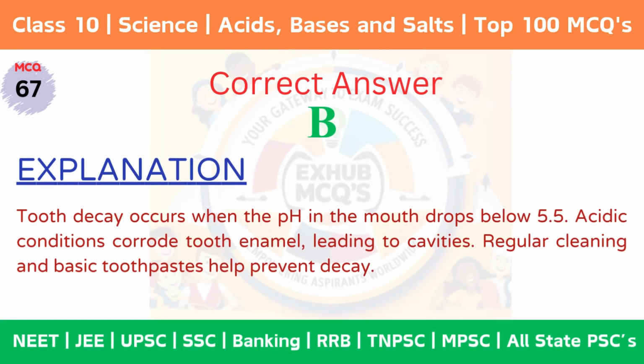The correct answer is option B, pH below 5.5 causes decay. Explanation: tooth decay occurs when the pH in the mouth drops below 5.5. Acidic conditions corrode tooth enamel, leading to cavities. Cleaning and using basic toothpaste can prevent this.